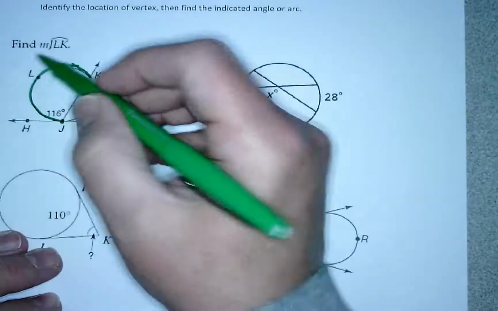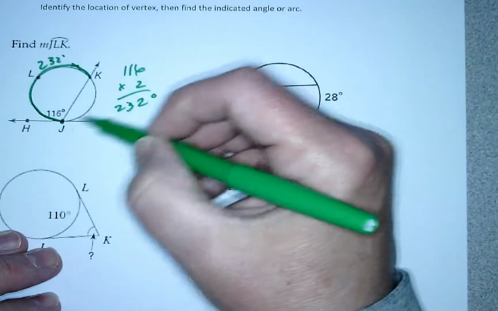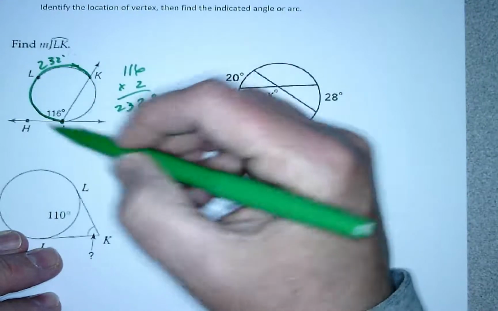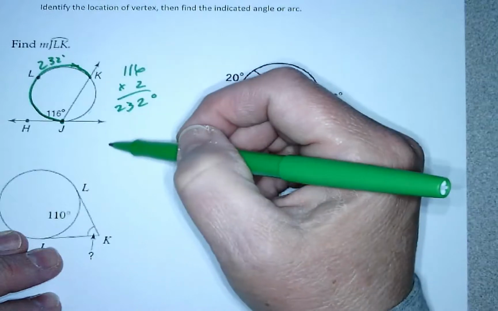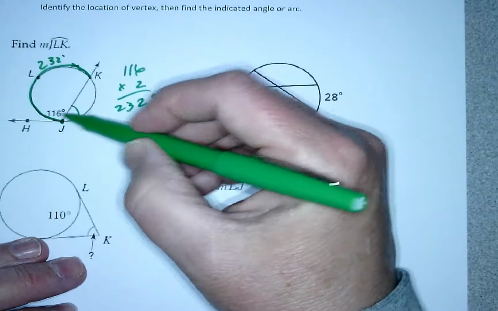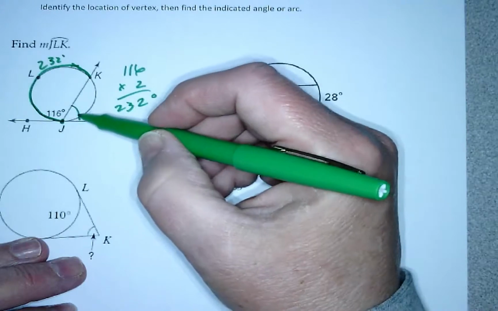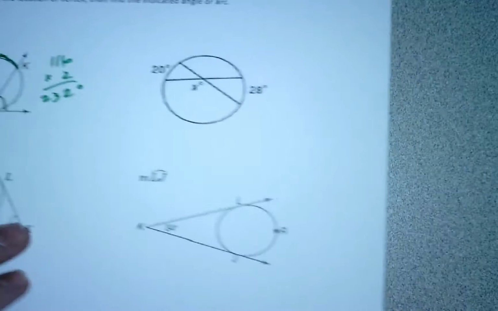Now, knowing that, even though that's the one they want us to find, we could easily find from K to J now just by taking 360 minus the 232. They didn't ask us to do that, but it might be helpful as we move forward. I could also find this angle here. These two are going to be linear pairs, so 180 minus the 116 would give me that.